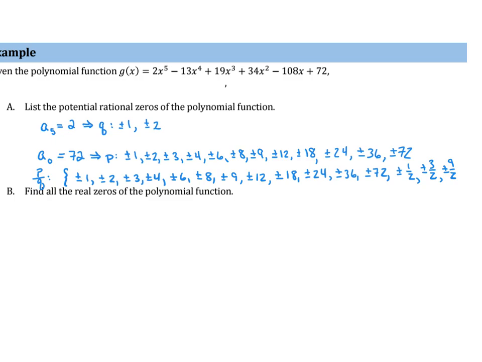And then we have plus or minus 12 divided by 2, we've already included. And then 18 divided by 2 is 9. 24 divided by 2 we've already included. 36 divided by 2, and 72 divided by 2 we've already included. So that rounds out our list.